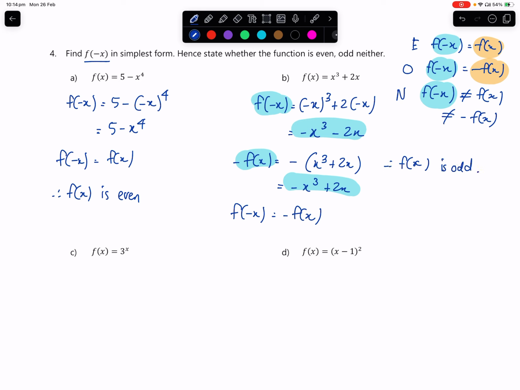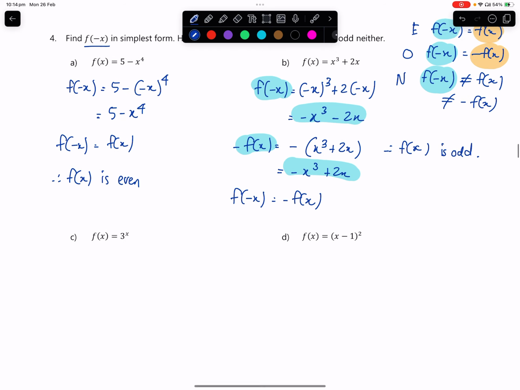Okay. For question C, let's again find f of negative x. Okay, so replace the x here by negative x. You have 3 to the power of negative x. Okay, so is that the same as this? No, it's not, so therefore it's not even.